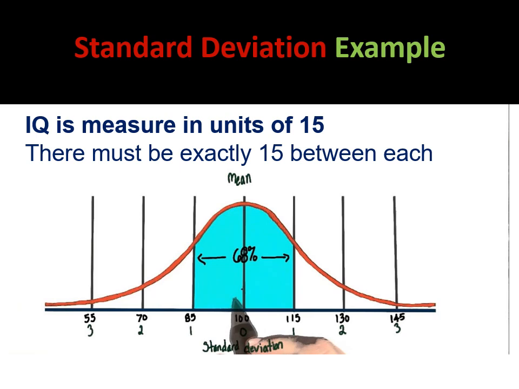Again, you might ask, well, what happens when somebody has an IQ of 220? Well, that's the outlier. That's why it's 99.7. We account for extreme scores that way.